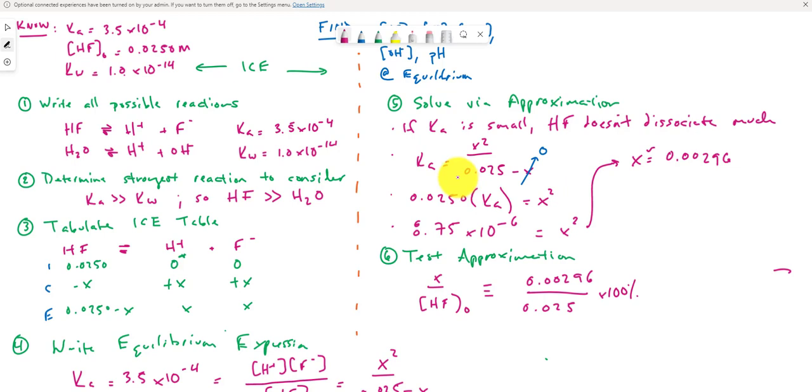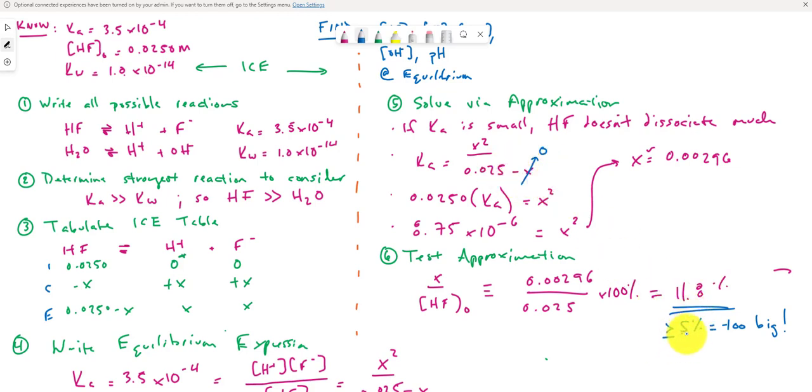If it's less than 5%, maybe we can handle that. So I just wrote this up as our X over the initial concentration times 100%. That gives us almost 12%. That's a huge amount of error in our computations simply by making this approximation.